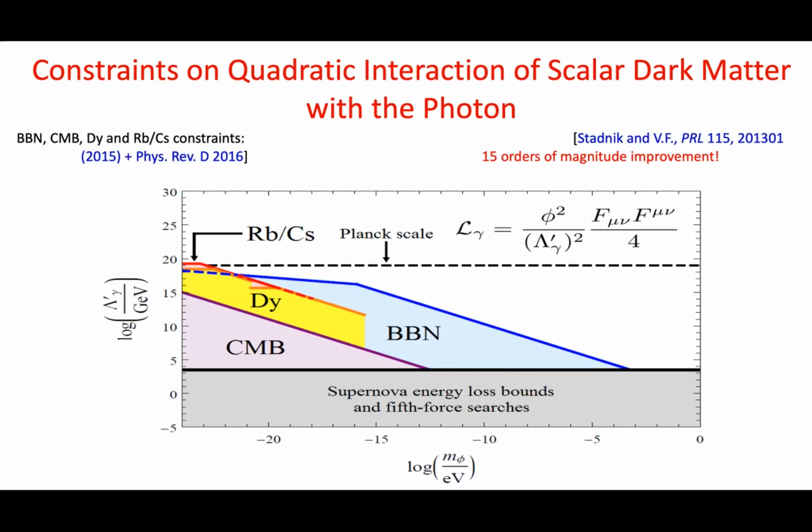I'm finishing. This is just an illustration picture of what I've got here. These are limits from supernova energy loss for scalars. These are limits which we obtain from the cosmic microwave background, Big Bang nucleosynthesis, dysprosium clock, and rubidium-cesium clock. You see, the gain is often 15 orders of magnitude. And the gain appears because we consider linear effects in the interaction constant. This is the reason for the gain.